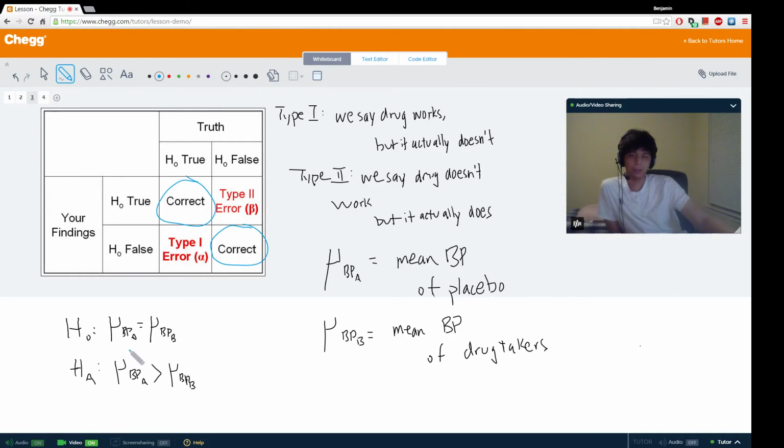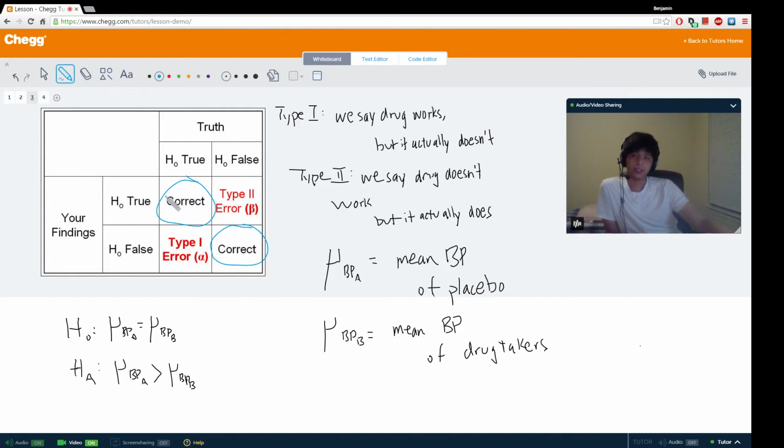A quick review on writing hypotheses. Your null hypothesis is just the default, or what we would expect if our drug didn't work. We would expect the blood pressures to be equal, that the drug has no effect on blood pressure. Our alternative hypothesis, in this case, is that the mean blood pressure of group A, the placebo takers, would be greater than the mean blood pressure of group B, the drug takers. So our alternative hypothesis is that our drug works as we intended, and lowers the blood pressure of group B.